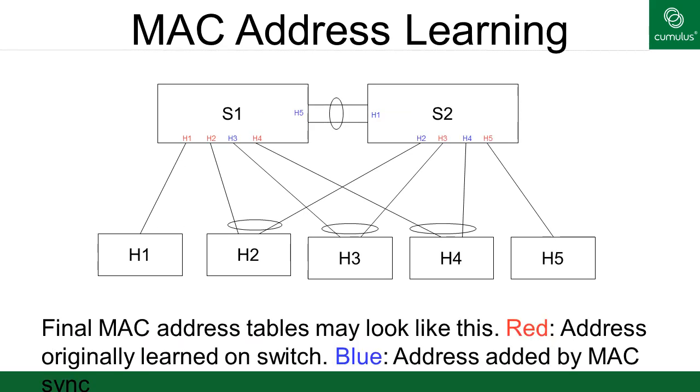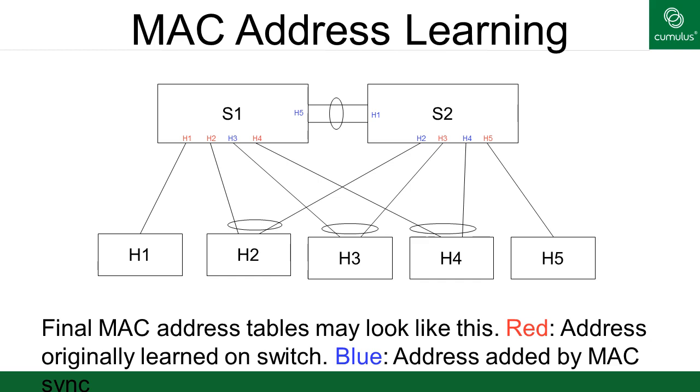So in the end, here's an example of what the learning may look like after all the addresses in this simple example are learned. You can see that H1, of course, got learned on switch 1. Similarly, H5 got learned on switch 2. And messages were sent across so that both those addresses were learned on the inner switch link of the peer switch. Or not learned, they were added manually, represented by the blue.